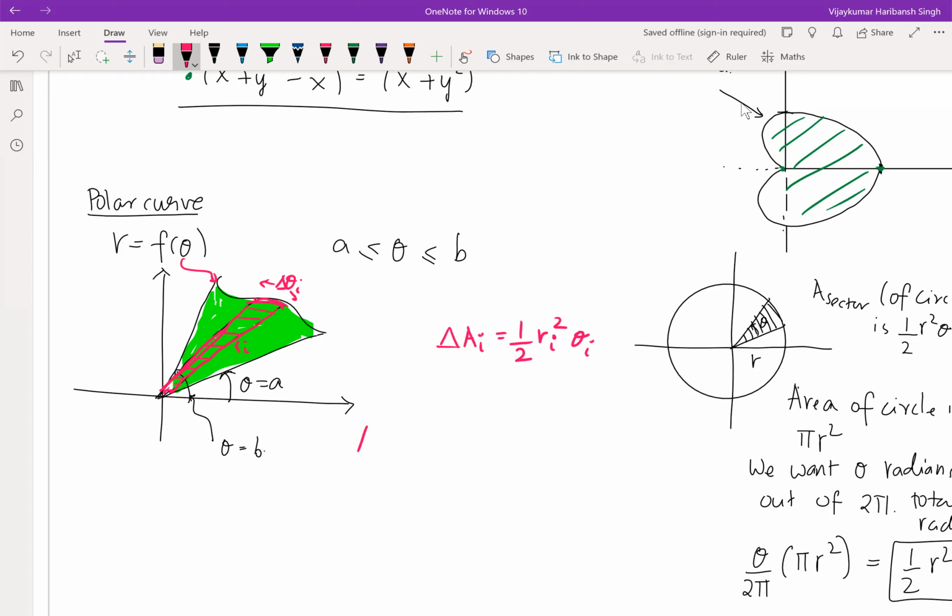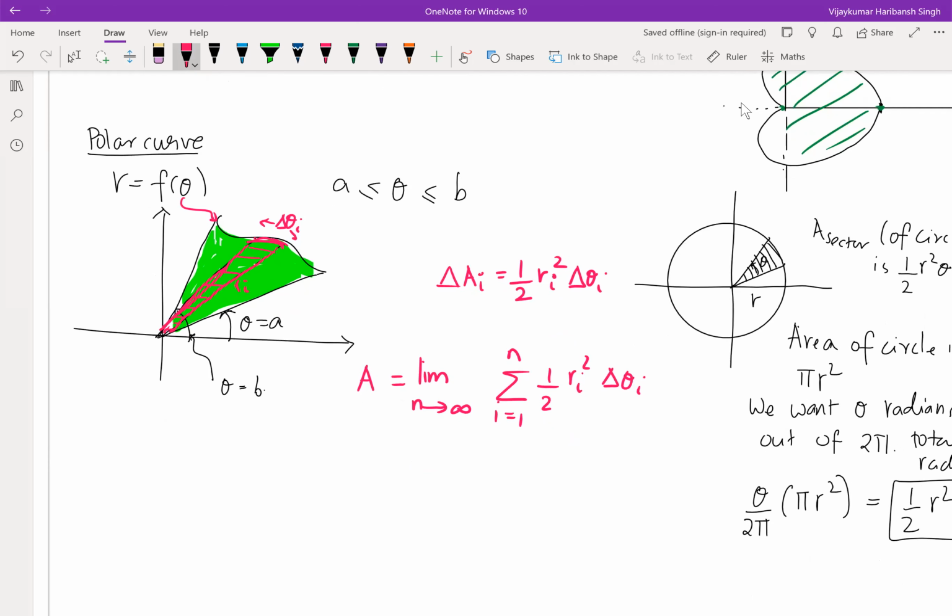So therefore, what is the total area? The total area is going to be the summation, i going from 1 to n, of half Ri squared delta theta. Because the angle is delta theta i, we have half Ri squared delta theta i. Similarly, here also we'll have half Ri squared delta theta i. So this is the area. This is an approximation, and you get the accurate area by taking the limit as n goes to infinity.